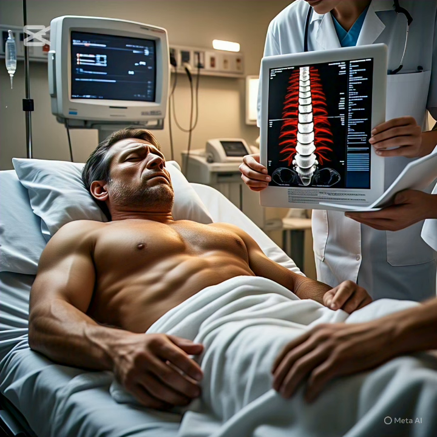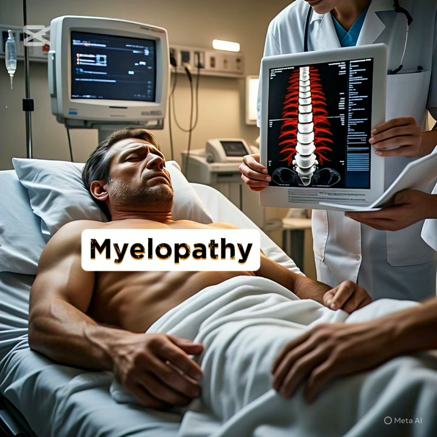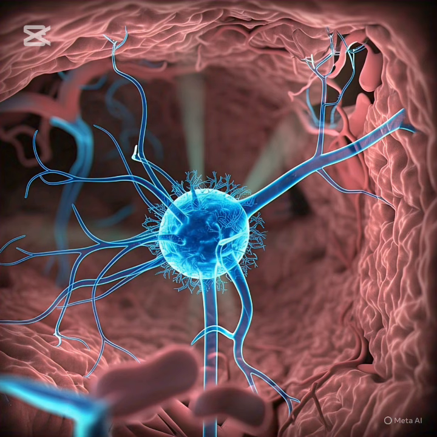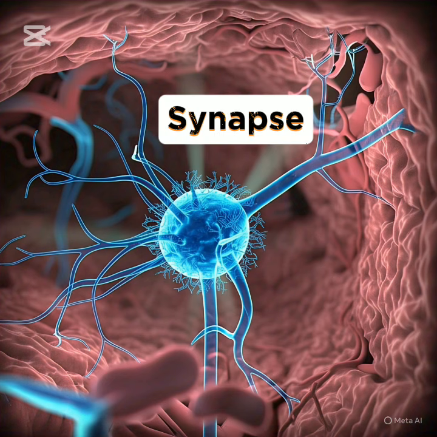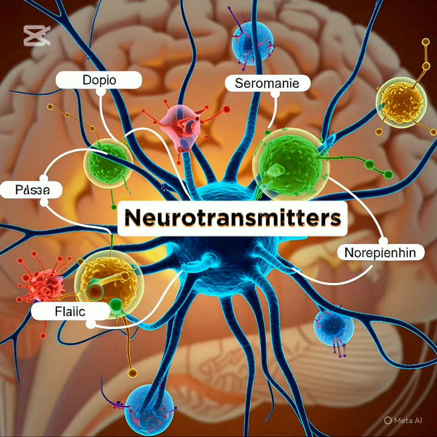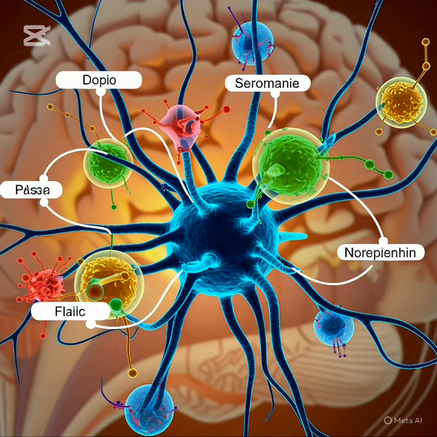Myelo refers to the spinal cord, and sometimes the bone marrow. Myelopathy is a disease of the spinal cord. Let's move on to nerve function and some common disorders. A synapse is the small gap between two neurons where messages are passed. Neurotransmitters are chemicals like dopamine, serotonin, and acetylcholine that help send those messages.